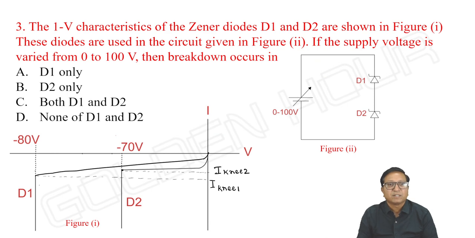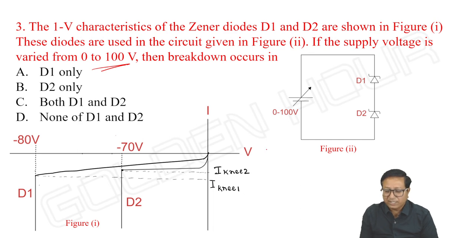Then see this problem. The IV characteristics of the Zener diodes D1 and D2 are shown in figure 1, and these diodes are used in the circuit given in figure 2. If the supply voltage is varied from 0 to 100 volts, then the breakdown occurs in which diode? Where is the breakdown possible? If you observe the knee currents, they have given it like this: knee current 2 is less than knee current 1, and Vz2 is greater than Vz1.